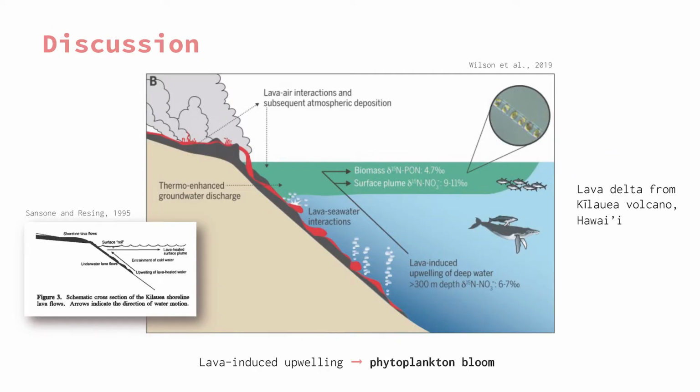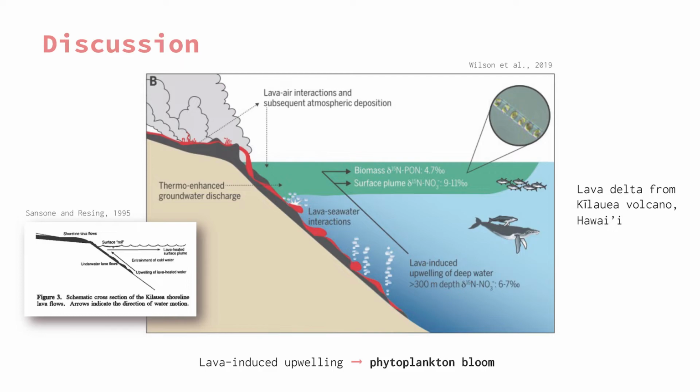Okay, and just a very brief discussion about this. I want to talk about another example, which is the Kilauea volcano in Hawaii. Here they saw, in 2 studies, from 1995 and from 2019, the upwelling effect that I explained. The water was heated and it rose, and it was substituted by deeper waters, and these deeper waters brought nutrients to the surface. And what this created was a phytoplankton bloom.